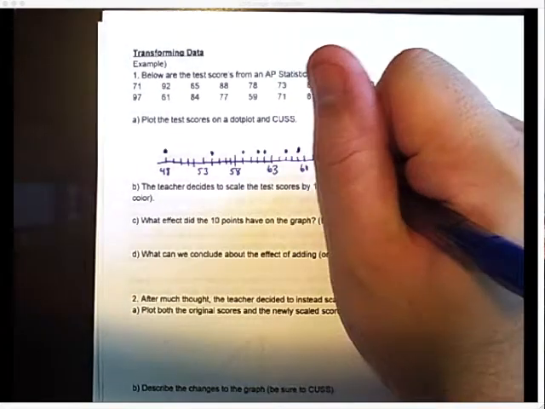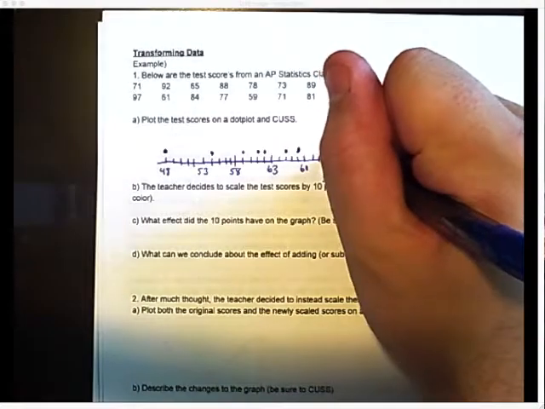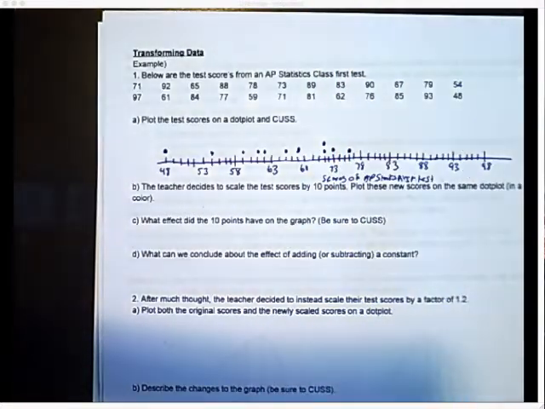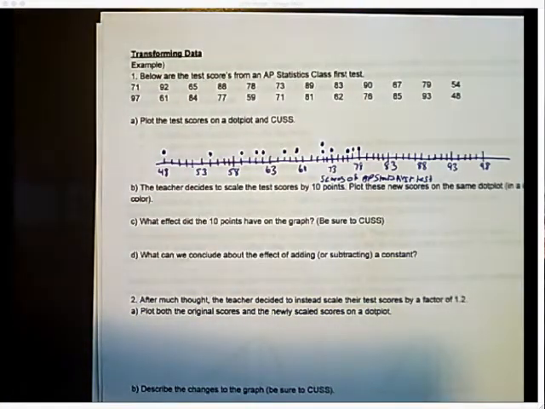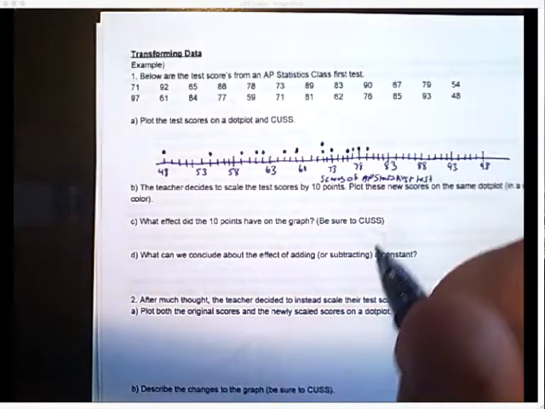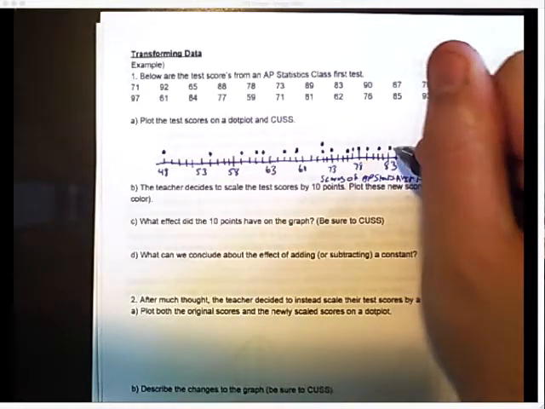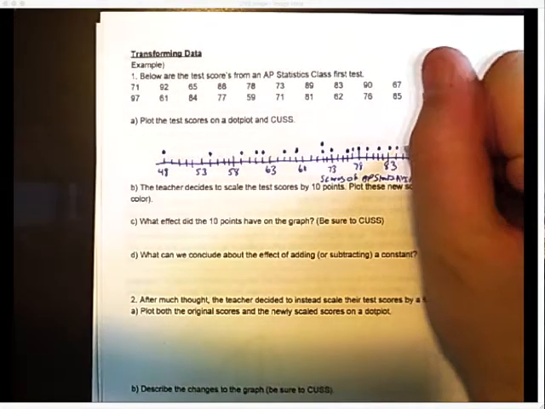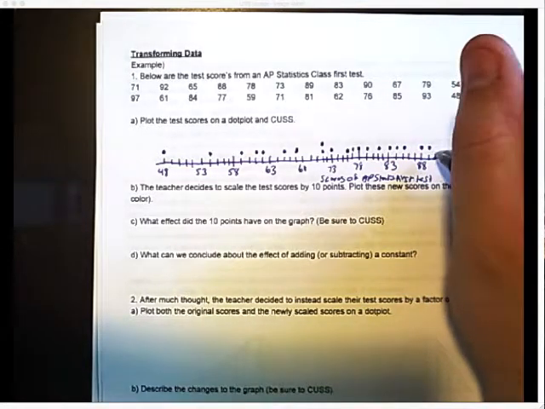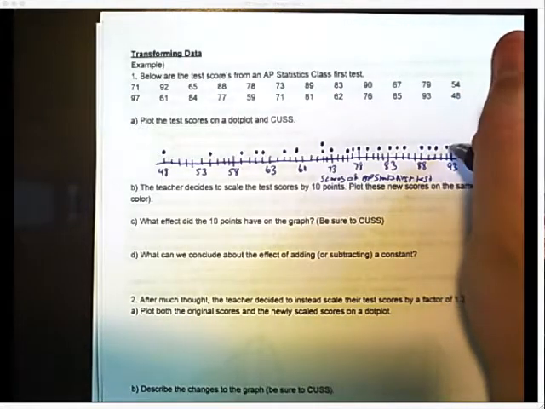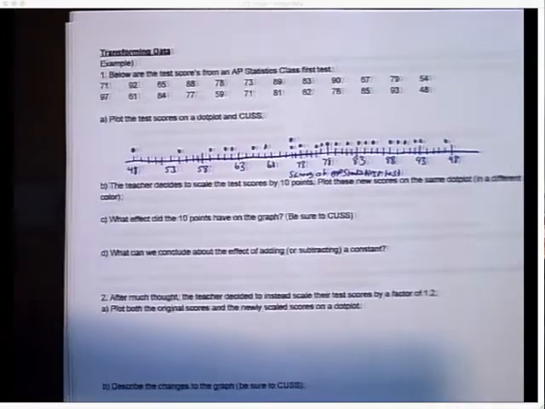Okay, 2 people had 71, 68, 69, 70, 71, 73, 74, 75, 76, 77, 78, 77, 78, 79, 81, 83, 84, 85, 88, 89, 90, 92, 93, 97. Okay, so there's my dot plot.